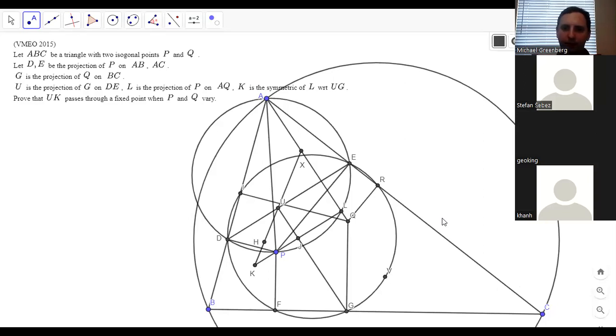Geo King said DE is the external angle bisector of UKL, and so X, K, and U are collinear. Is that another way to prove those are collinear? Yeah, I think, have we solved? I'm a little confused.